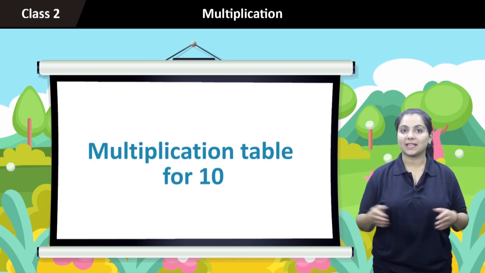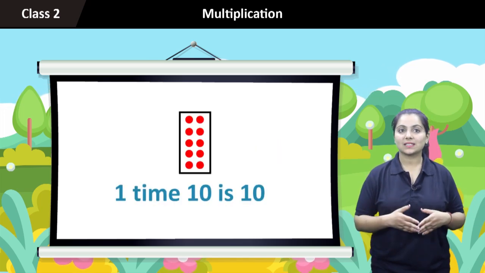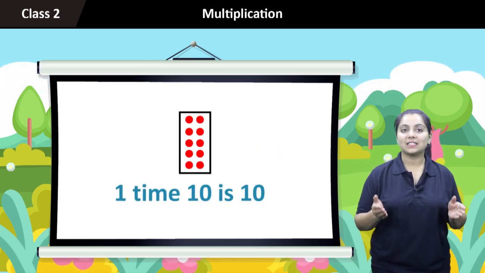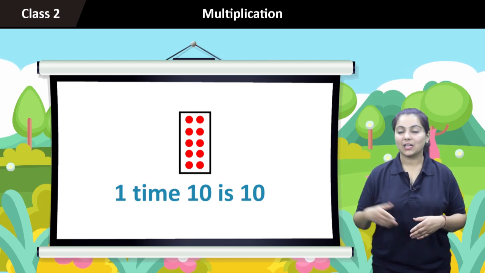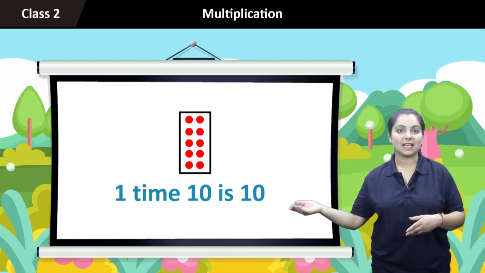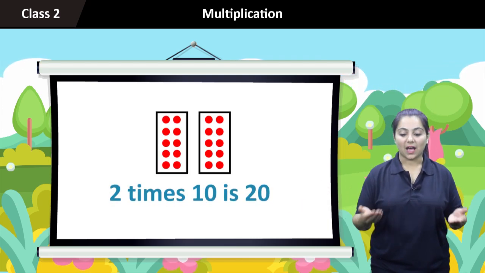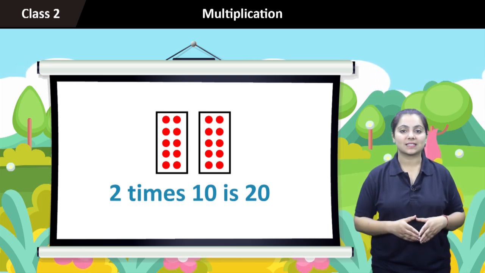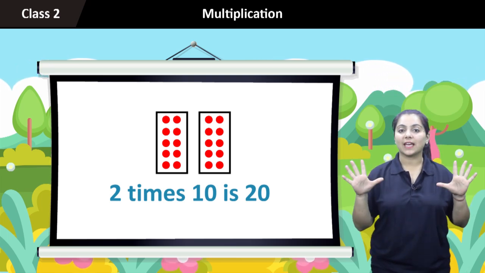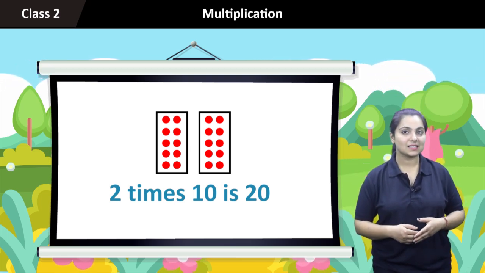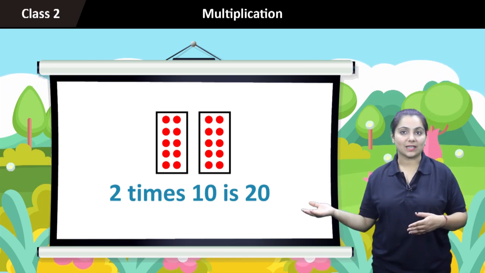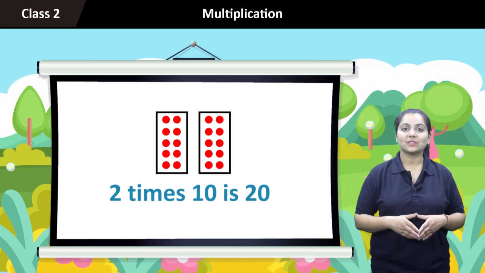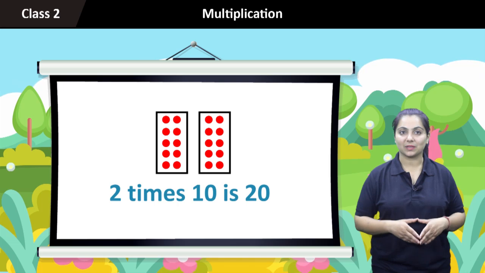Multiplication table for 10. In this box, there are 10 dots. That means 1 times 10 is 10. Now there are 2 boxes and each box has 10 dots. That means 2 times 10 is 20. Now so on, and let's recite the table.